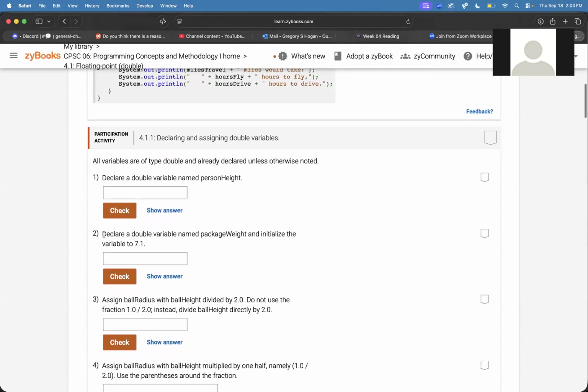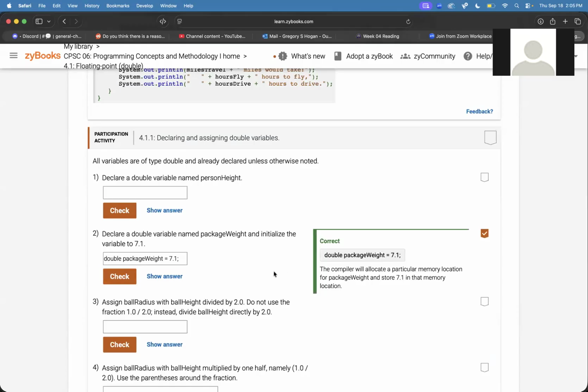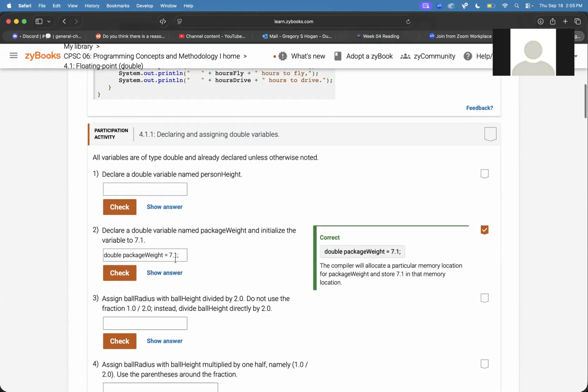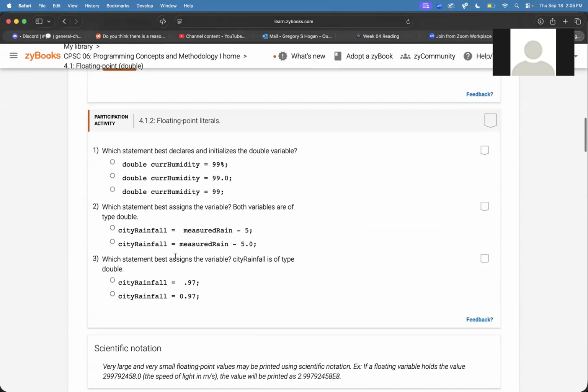So things like this, right? Declare a double variable named package weight and initialize the variable to 7.1. This should be easy by now. We just say double package weight. I usually copy paste because I'm lazy. Equals, and they say initialize it to 7.1, right? We need a semicolon on the end, and there you go. So declaring a double is easy. Giving it a value is easy.